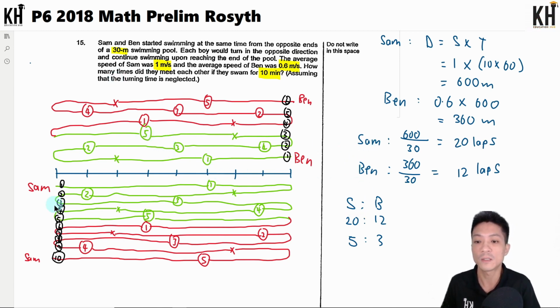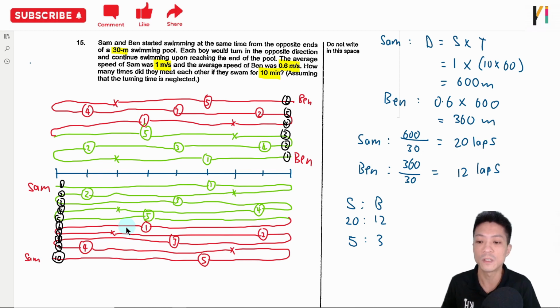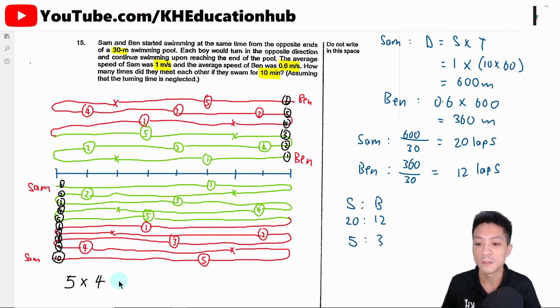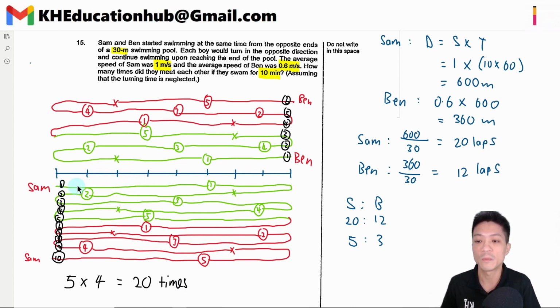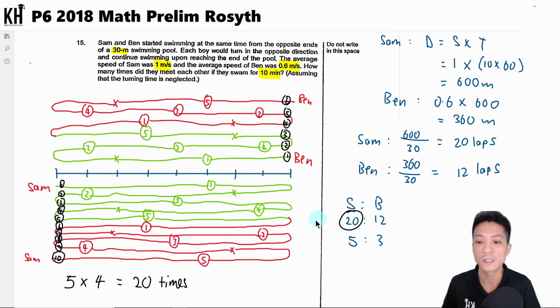So which means that to get the final answer for this question, I would just need to use 5 multiplied by 4, okay, which will give me 20 times. Okay, or you can just look at Sam, because for Sam, every lap he will meet up with Ben, he will cross Ben once. Okay, so if Sam swims 20 laps, then he will meet with Ben 20 times.